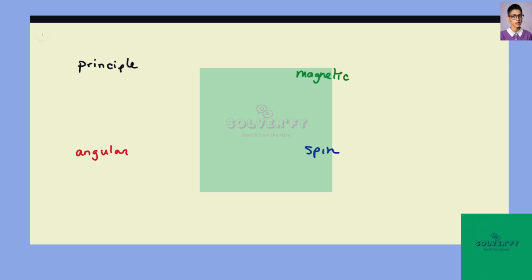And the question states, which of the quantum numbers relate to the electron only, and which relates to the orbital. Now, I'm not the biggest fan of this question because hypothetically, they all do both.